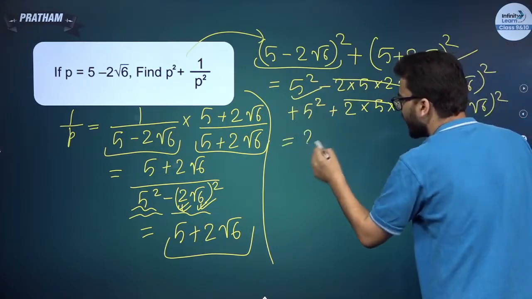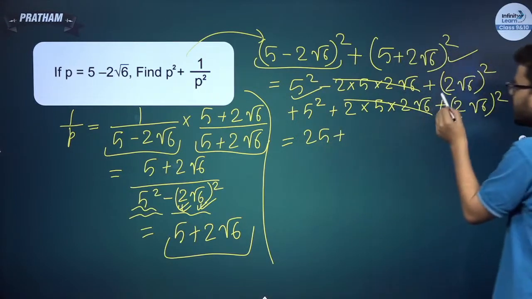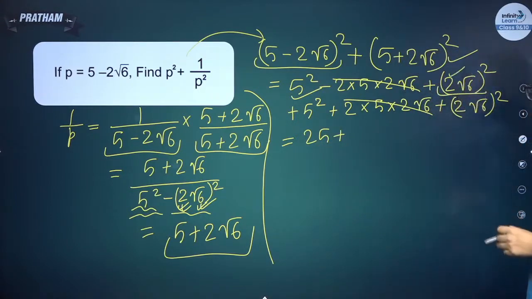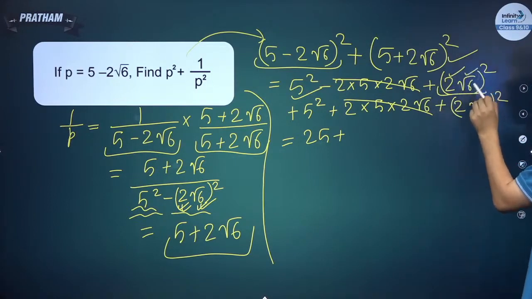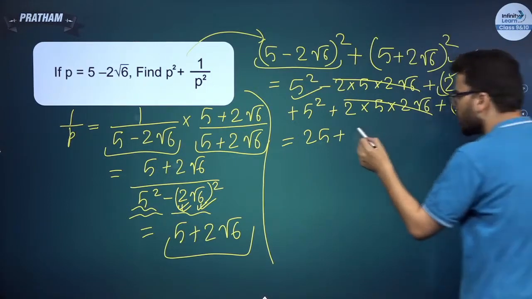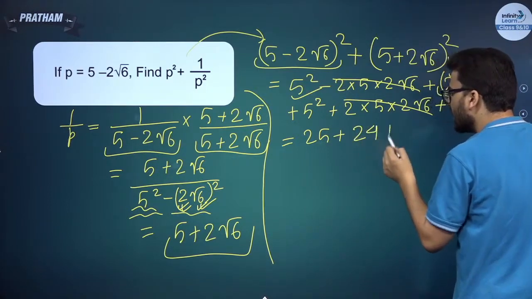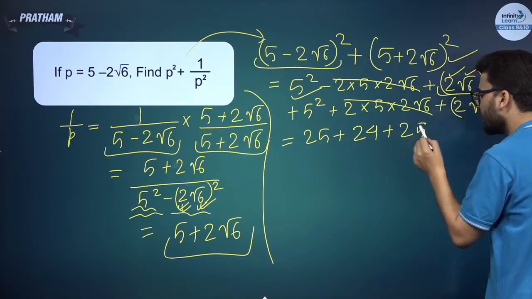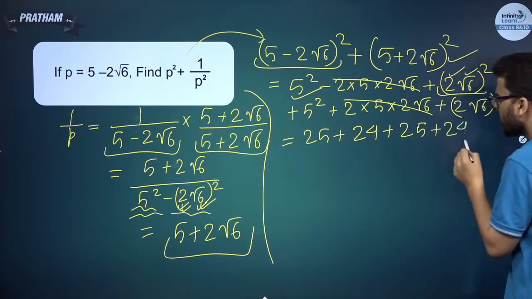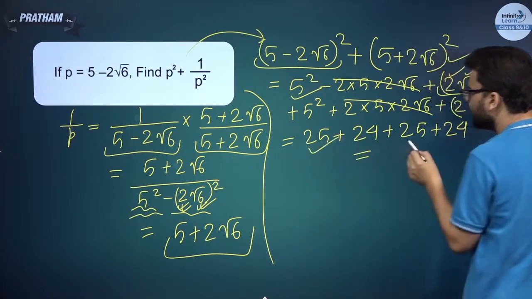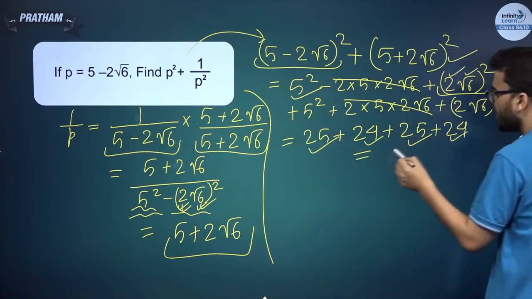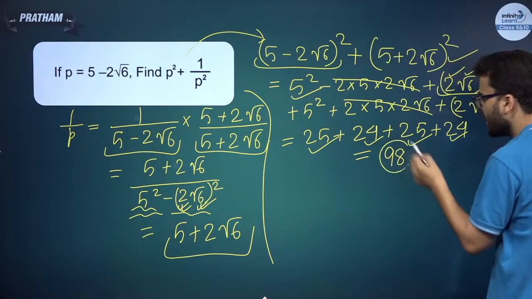5 5s are 25, and this is basically what? 2 2s are 4. 2 square is 4, root 6 square is 6. So 4 6s are 24. So this is basically 24. In the same manner you will get 25 plus 24. So your answer will be what over here? This is 50 and 48. 50 and 48 is 98. So 98 is the correct answer.